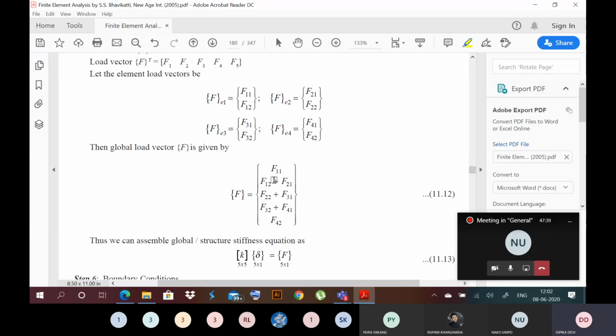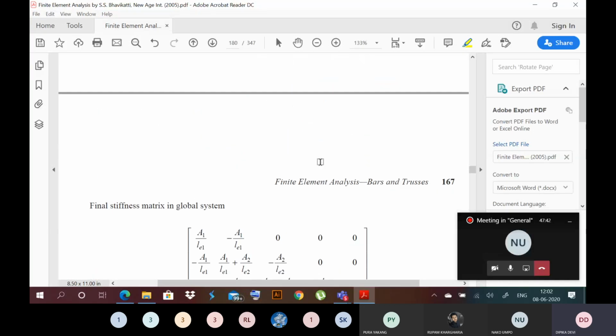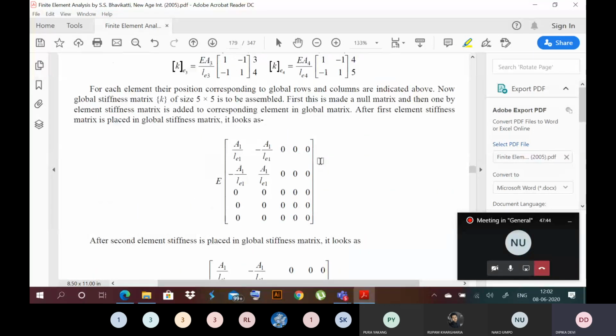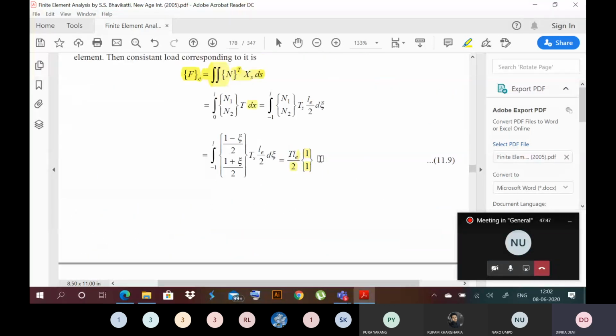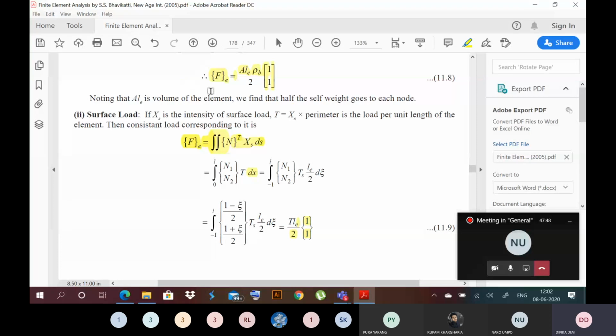You have to find out the values of the F11. What will be the values of this? See, these values, I'll tell you here. These vectors, FE, this is for body force, this is for surface traction. You have to find out for each and every element, because A and L will be different for each element. So this particular equation you have to write 4 times for 4 elements.